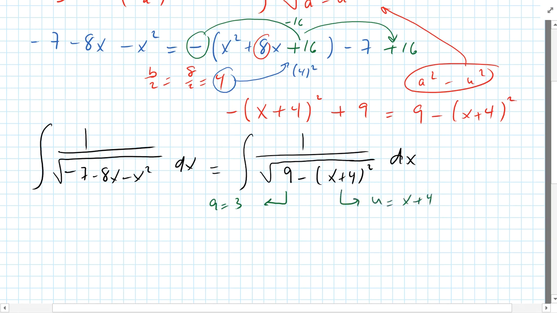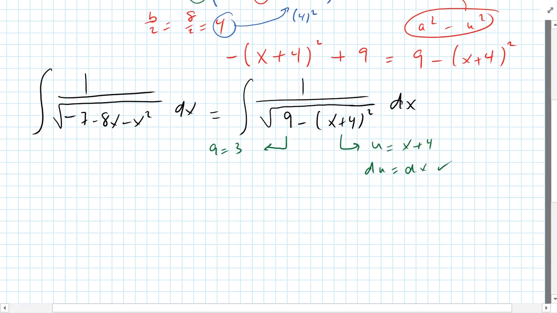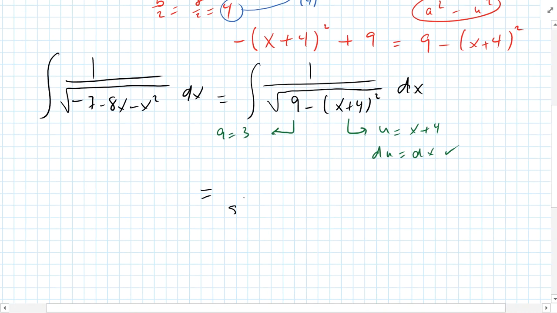And here's where we have to be careful. It's x plus 4. Let's check du and make sure there's nothing funky going on. It is dx, so that makes that easy. No problems. We can go straight to the formula. That means that this integral is going to equal the sine inverse of my u, which was x plus 4, over my a, which is 3, plus c.